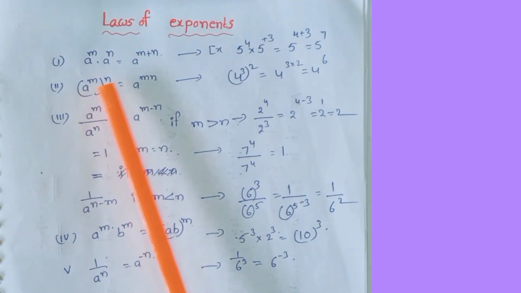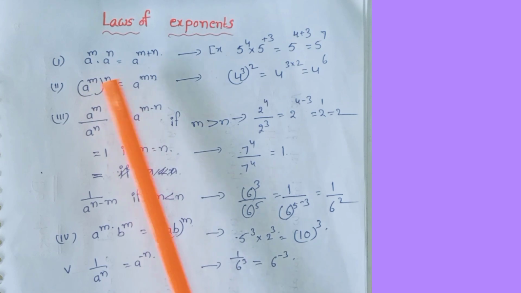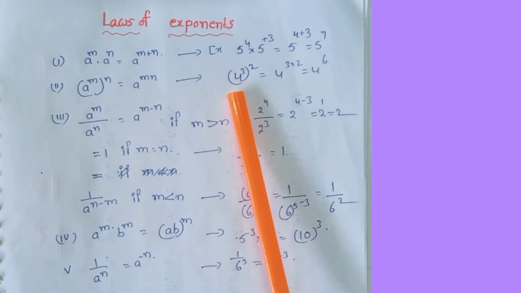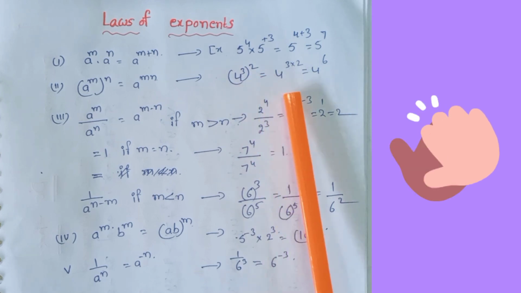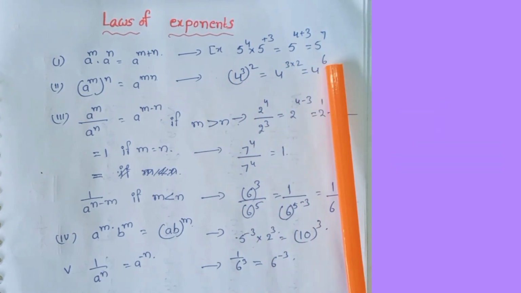(a^m)^n is equal to a^(mn). Multiply the exponents. (4^3)^2. 4^(3 into 2). 3 2s are 6. 4^6.